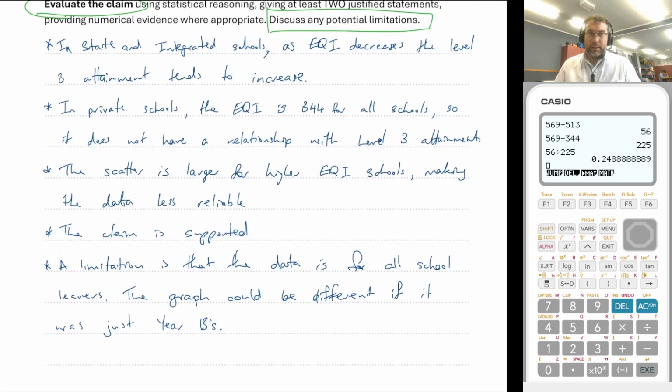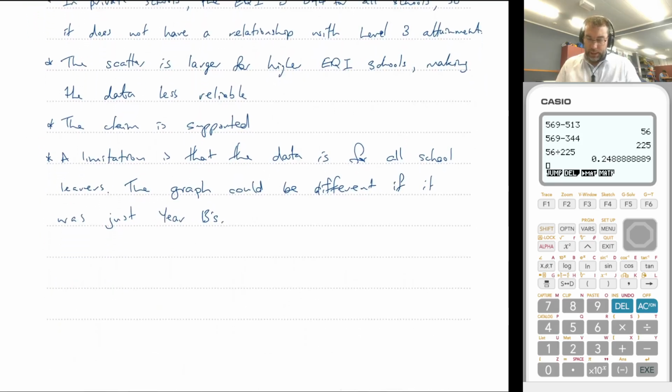So I've written that in a sentence, and I've also said what the implication of that is. So the graph could be different if it was just for year 13s. One other limitation that we could potentially look at is that we don't know where the schools are from around the country, and we also don't know anything about the school's sizes, so we could write statements on that.